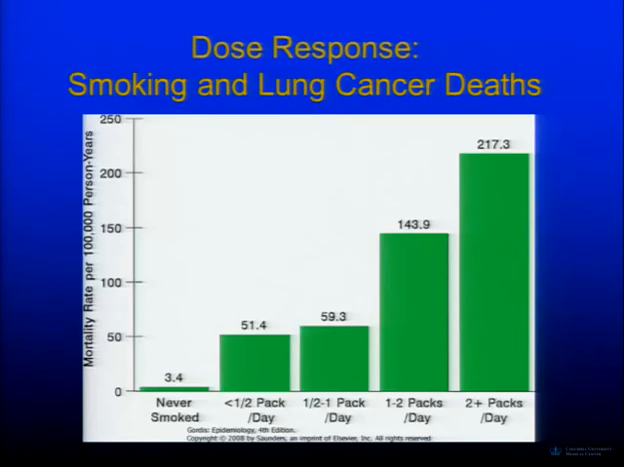But here's one example of dose response. We showed you before for smoking and low birth weight. This is smoking and lung cancer deaths. And you can see that never smoked, the mortality rate per 100,000 person years is 3.4. If you keep going up with more and more smoking, up to more than 2 packs per day, it goes up to 217 deaths per 100,000 person years. So a very strong dose response, a lot more smoking, a lot more deaths.